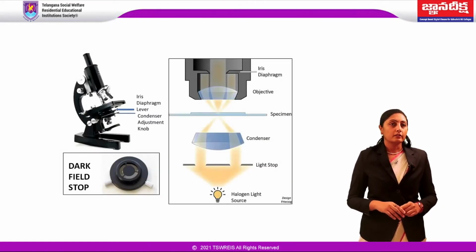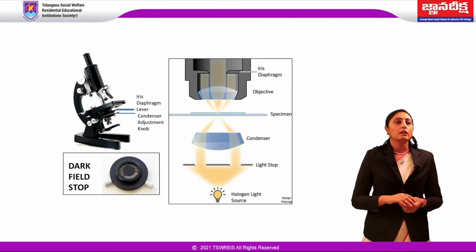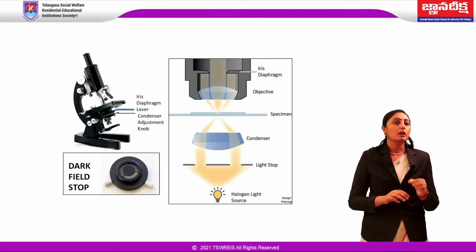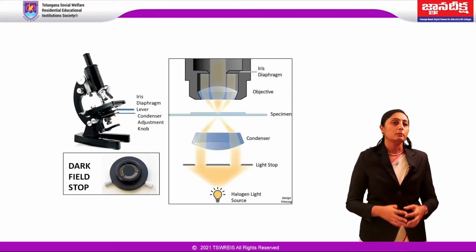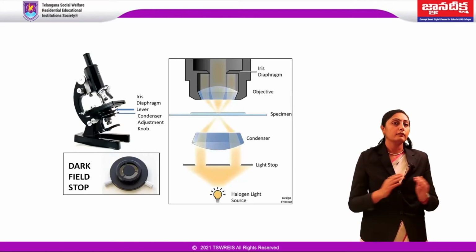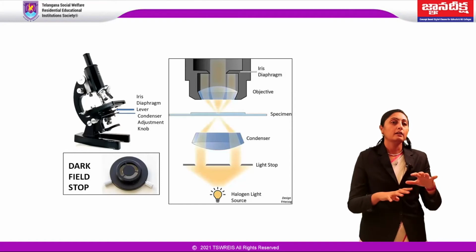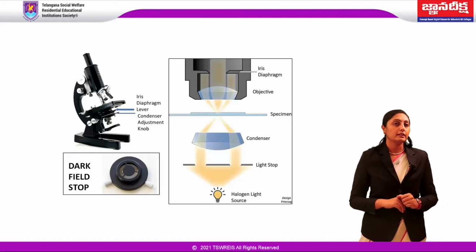The dark field microscope makes use of a dark field stop or light stop in the condenser. The stop blocks all light from entering the objective lens except the peripheral light that is reflected off the sides of the specimen. The resulting image is a brightly illuminated specimen surrounded by a dark or black field.